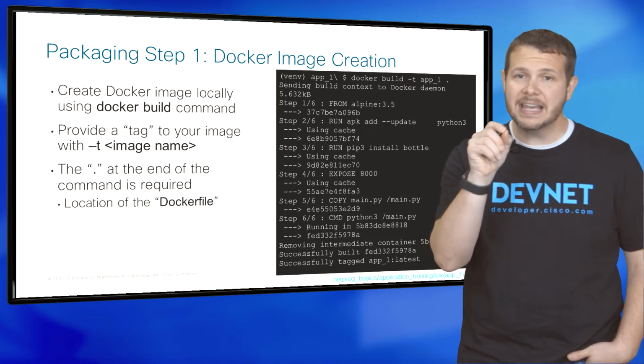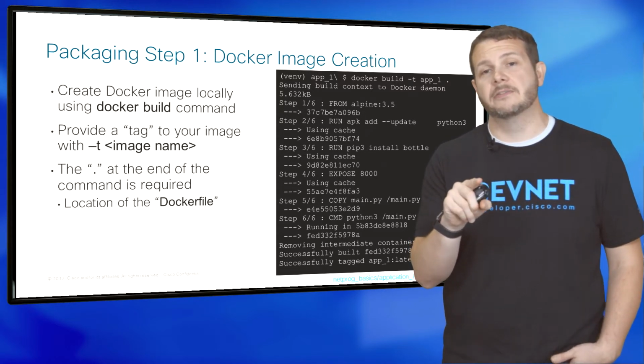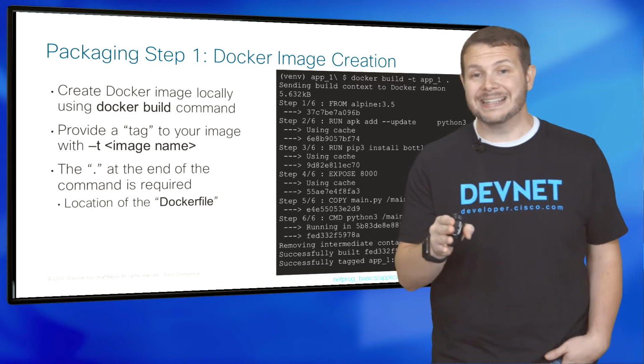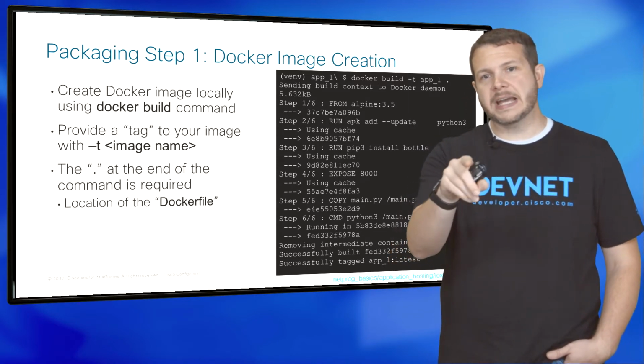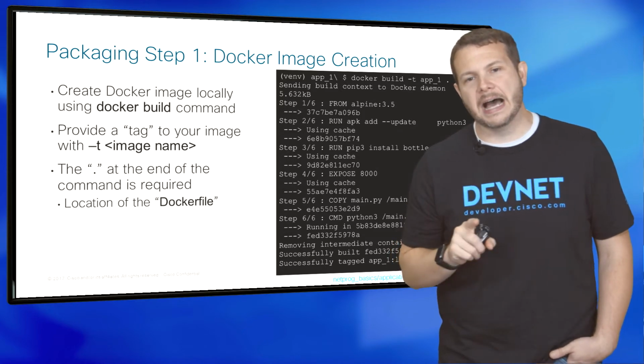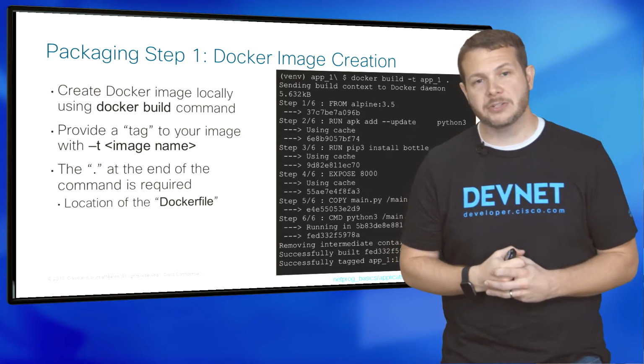There is a dot at the end of the docker build command, and this indicates the location of the Dockerfile that we're building. Dot indicates the local directory as we go through. So docker build -t app1 dot. That will then go through and construct a Docker image for our application.